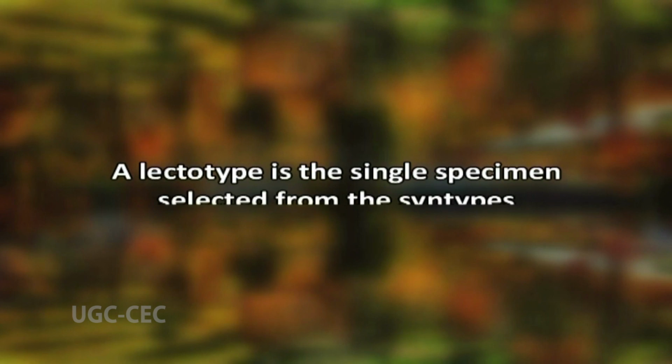In other words, when a species was originally described on the basis of multiple specimens, one of those may be designated as a lectotype. It means that a lectotype is the single specimen selected from among syntypes to serve as the only name-bearing type specimen and is formally designated as such.